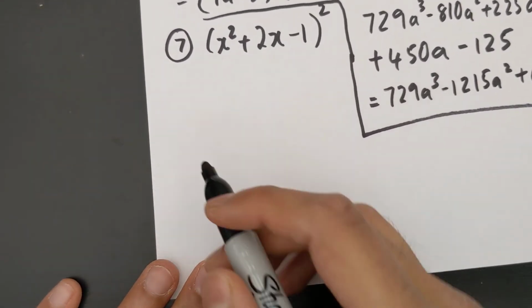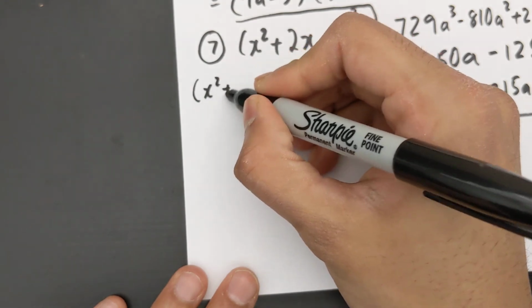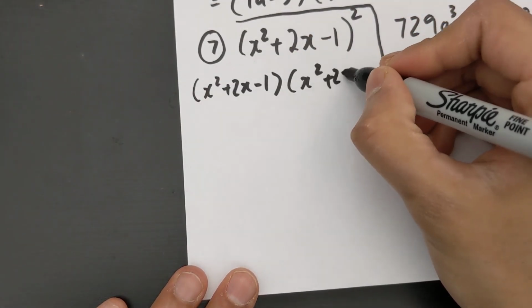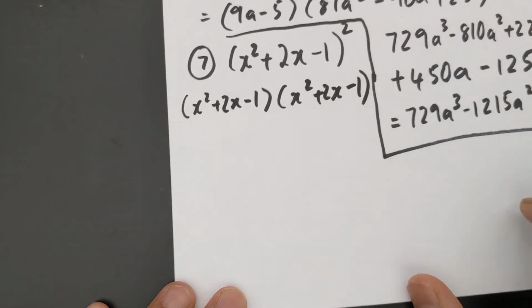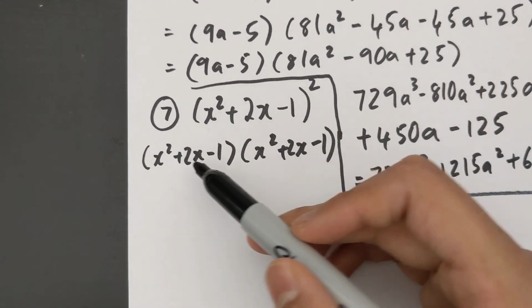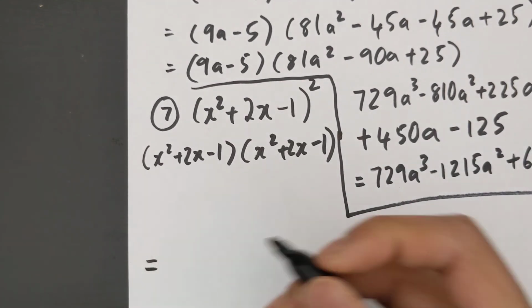Then last one, number 7, I'm gonna squeeze it in right here. So that's x squared plus 2x minus 1 times x squared plus 2x minus 1. So now when I'm multiplying this out, I'm taking the first and multiplying all three, then the second and all three, the third and all three. I'll end up with 9 terms. I'm going to continue that down here.